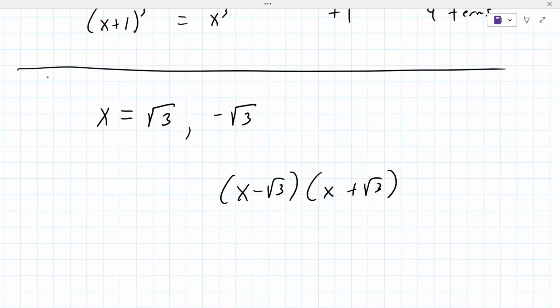Then we'll do one a little bit more difficult. I got x squared plus 3. Sorry, it should be a minus 3 though, because the last is minus root 3 times root 3.